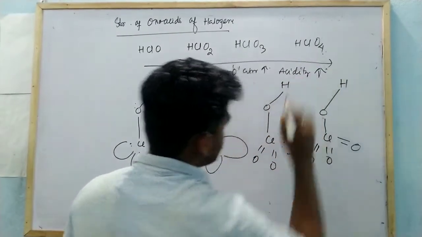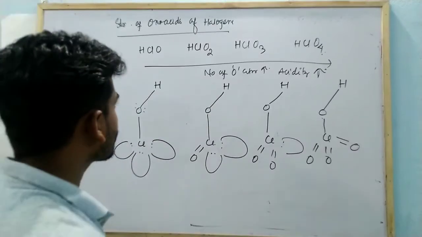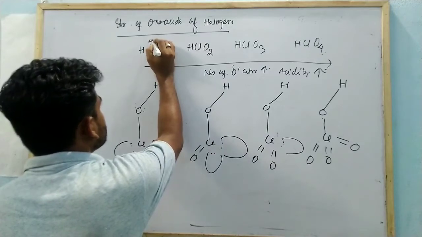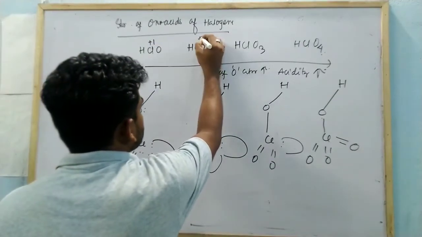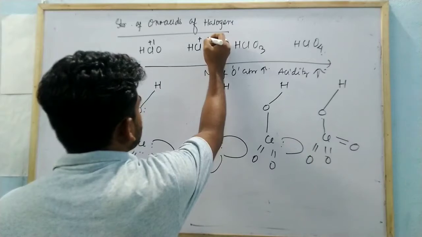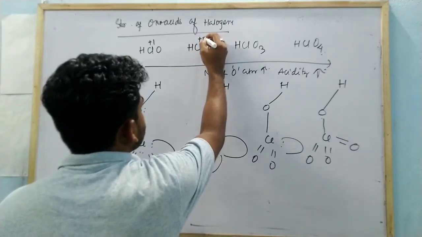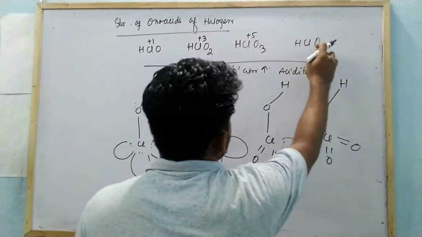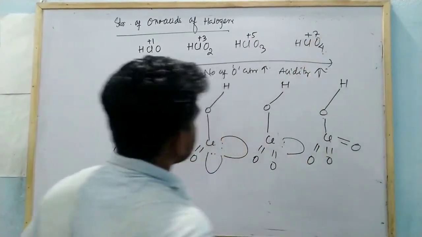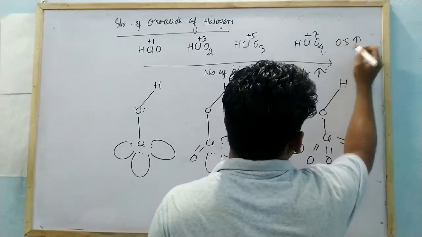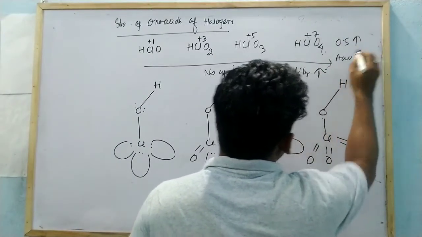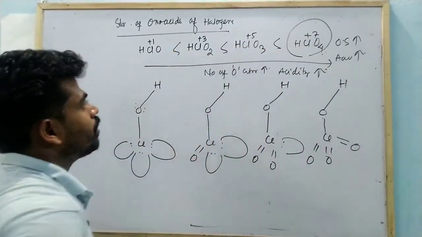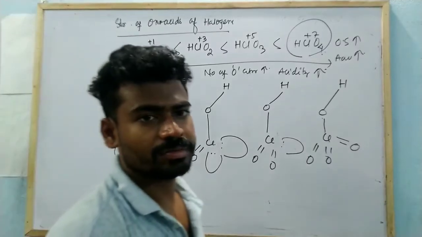Acidity also increases. Another concept: you just find out the oxidation state. Here that is +1, here -4, +1, +3. Here +5 and here +7. As the oxidation state increases, the acidic strength also increases. So perchloric acid is the strongest acid among all halo acids.